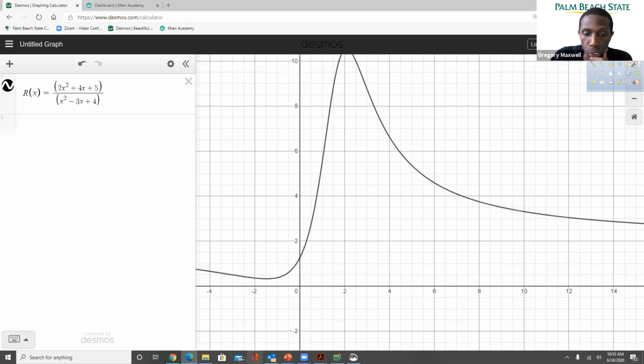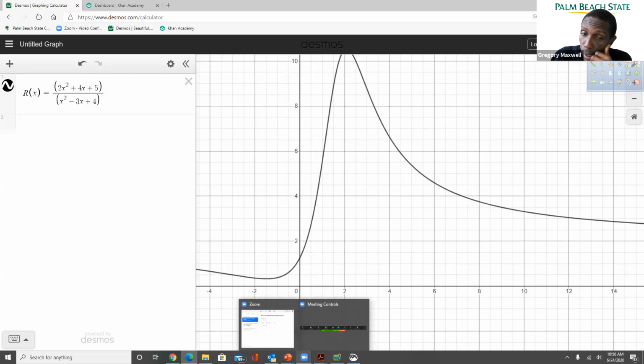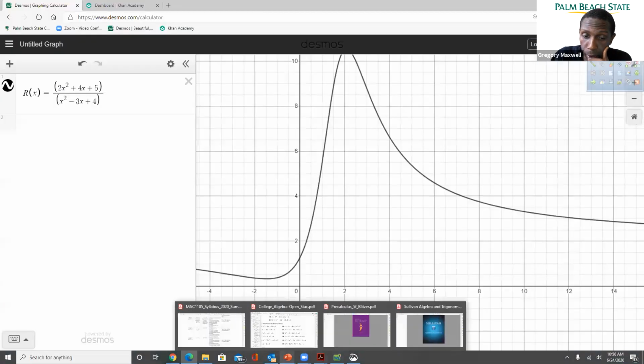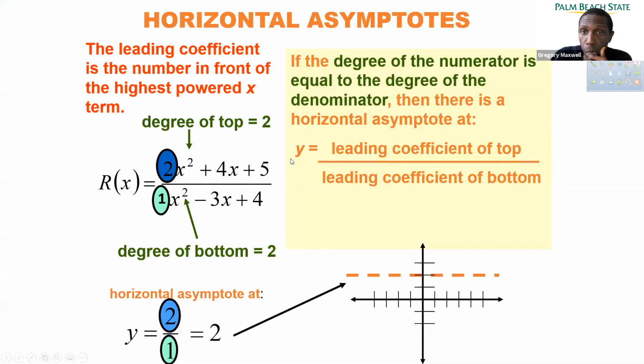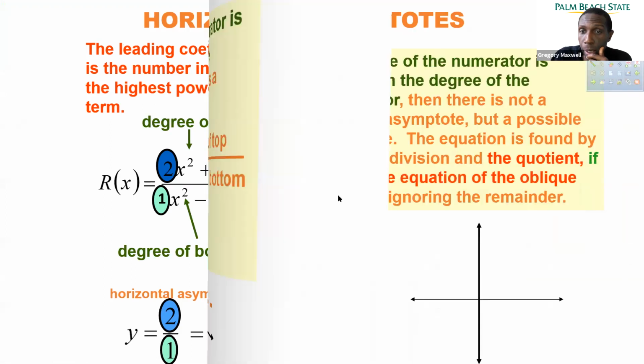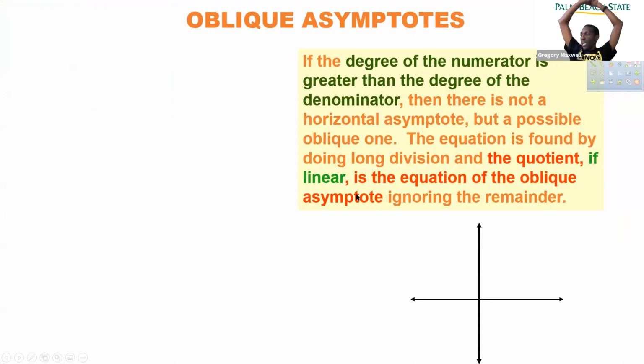Now, those are the only 2 times you'll have a horizontal asymptote: when the degree of the top is smaller than the degree of the bottom, and when the degree of the top and the degree of the bottom are the same. When the degree of the top is bigger than the degree of the bottom, then you will not get a horizontal asymptote at all.